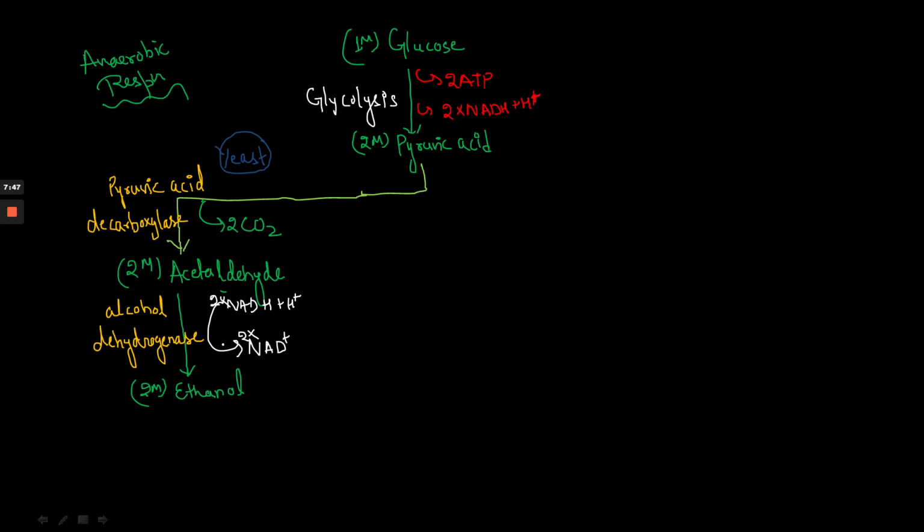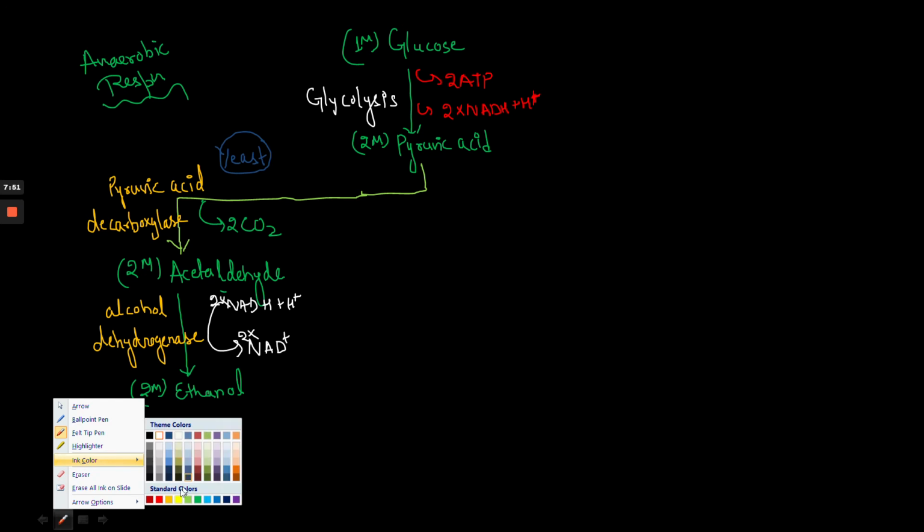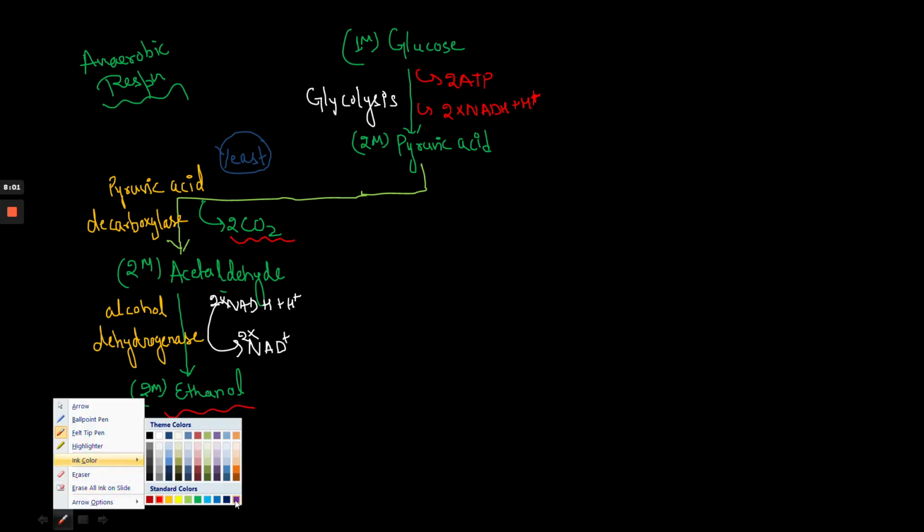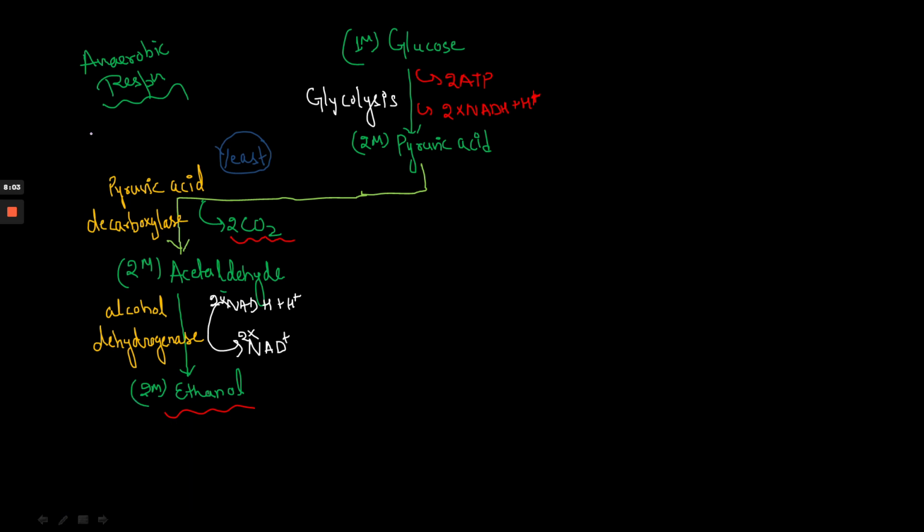Okay, in this type of fermentation we are getting carbon dioxide as a final product and ethanol as a final product. So we are getting alcohol as the final product. So this type of fermentation is known as alcoholic fermentation, since the final product is alcohol here.